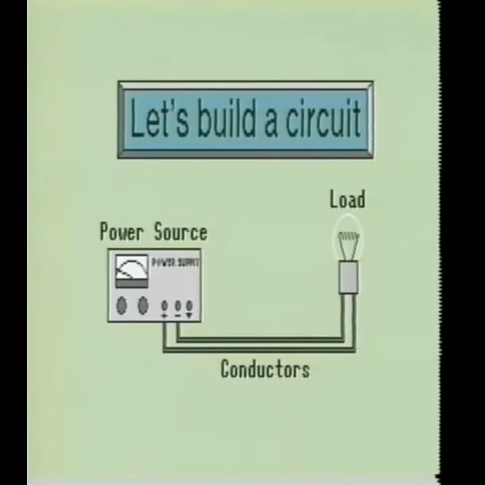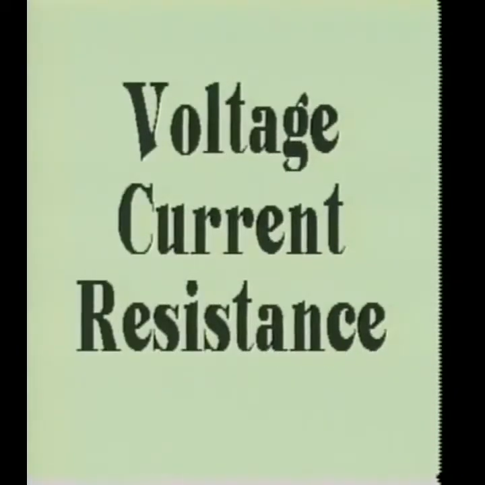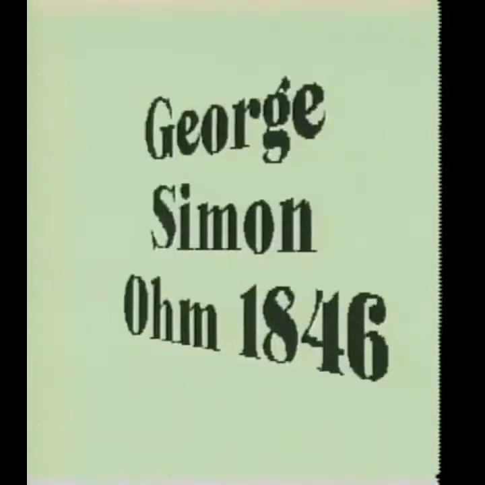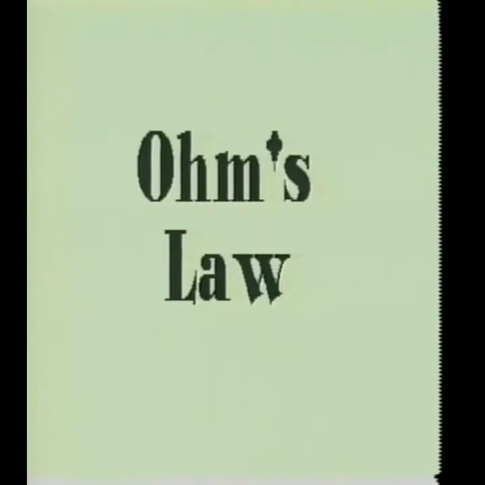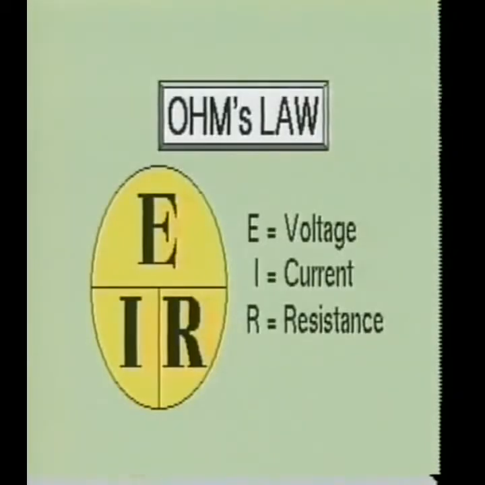Now that we've seen what it takes to make a functioning circuit, let's find out what voltage, current, and resistance are and see how they relate to one another. A mathematical relationship between voltage, current, and resistance was found to exist by George Simon Ohm in 1846. This relationship was a most important discovery in electricity, and it was named Ohm's law in his honor. The equation for Ohm's law is E = I × R. E represents the voltage, I represents the current, and R represents the resistance. We shall see that by knowing any two of these three variables, the third can be calculated very easily.